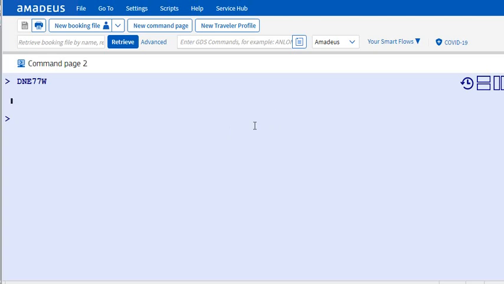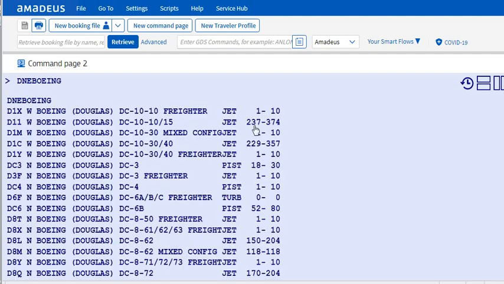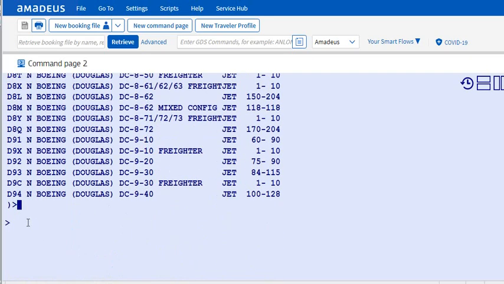DNE77W is showing that 77W is a Boeing flight, and if we are saying DNEBOEING, it would be showing all the different types of Boeing flights here. Then let me go for the other entry, like DNS.